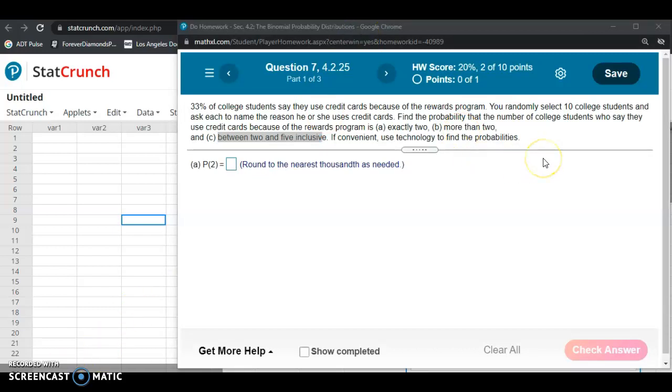Okay, so you can see that this is a binomial experiment. The fixed number of trials is 10, so 10 randomly selected college students. And the fact that the college students are randomly selected means that the response of one student will not affect the response of the other students. And the probability of success is the same, so we're assuming that for each student, they have a 33% chance of saying that they use a credit card because of the rewards program.